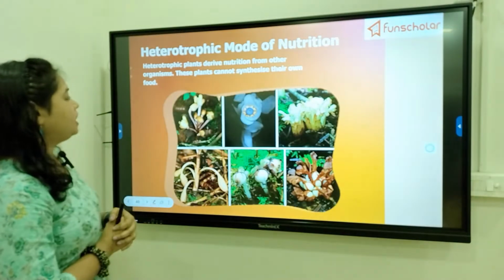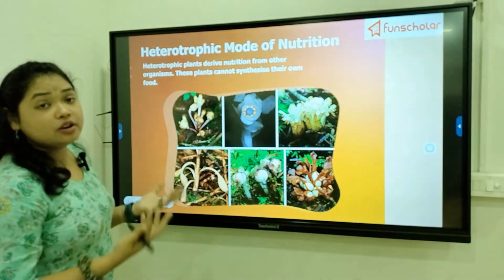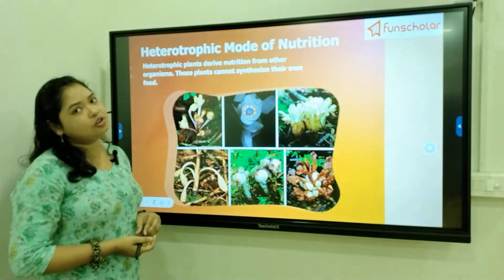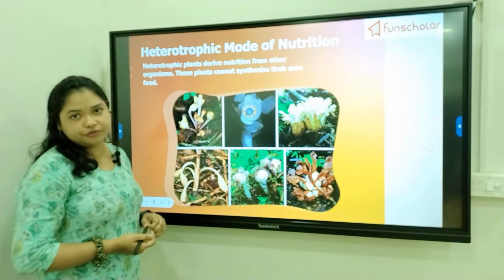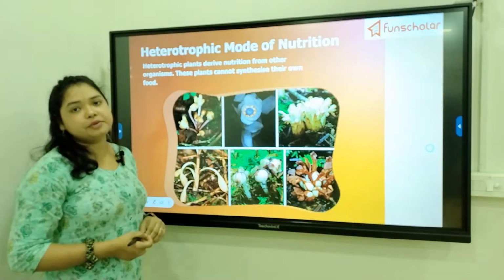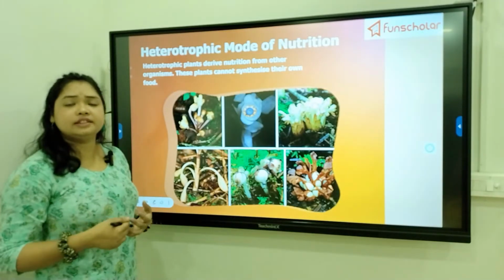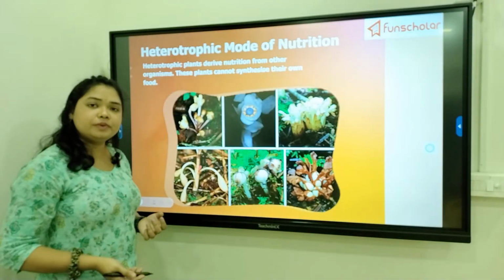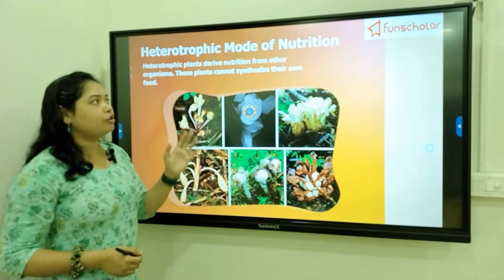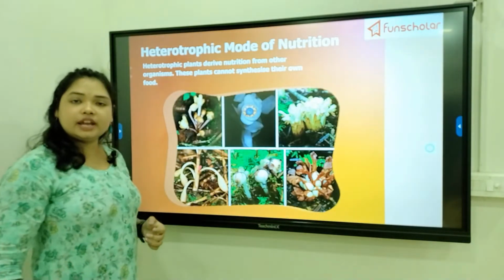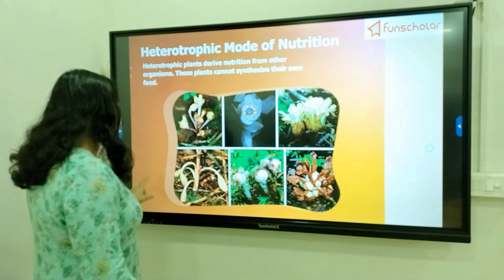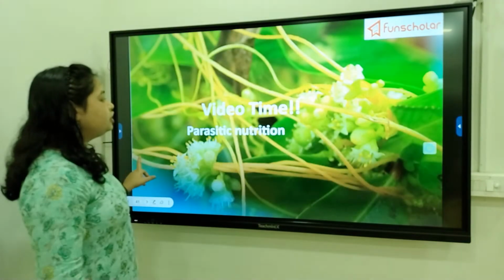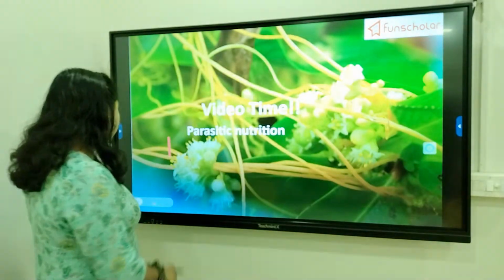But some plants cannot make their own food. We call them the non-green plants. That means obviously they are not green in color due to the absence of chlorophyll. So if chlorophyll is not present, solar energy will not be absorbed, and that is why such plants cannot make their own food. And for such plants, we have the heterotrophic mode of nutrition. How do they carry out this mode of nutrition? Let's see.